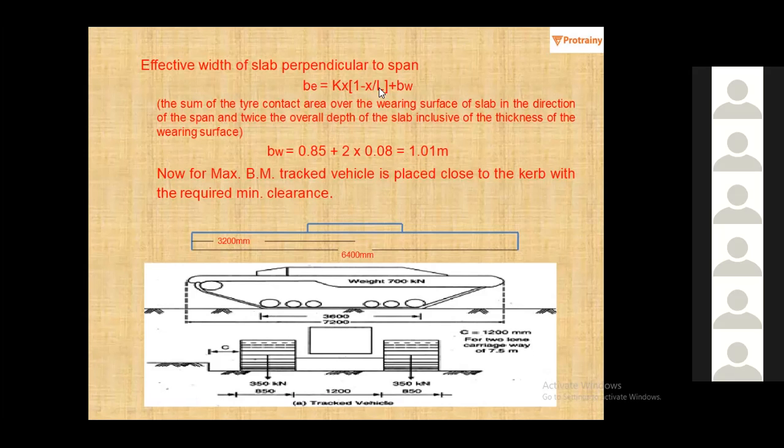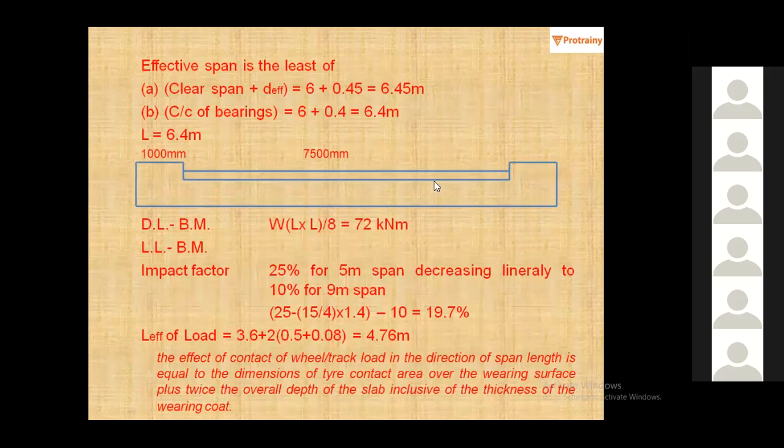L you already have. What is L? 6.4 meters. K you have to find out. How to find out K? I told you, you have to first find out B upon L. How much is B? 9.5 meters, right? How much is B? This overall width is what? 7.5 meters plus 1 meter plus 1 meter. So that is 9.5 meters.